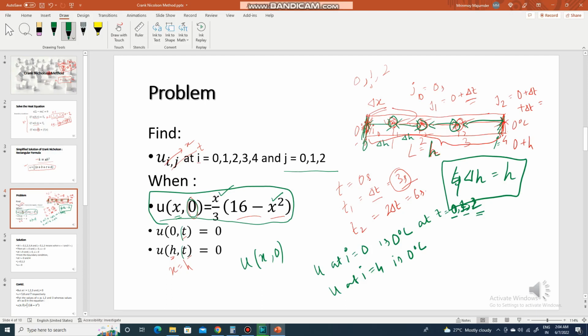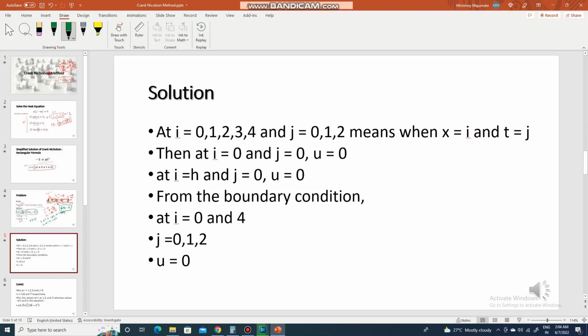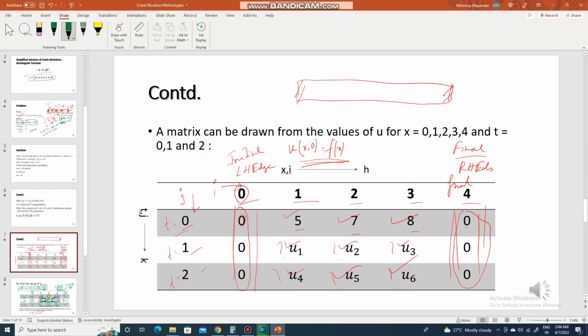So now if you want the solution, you can develop this matrix. This is what j is, the time scale: initial, first increment, second increment, and these are all the nodes. This is the first node, this is the second node, third node, fourth node, and fifth node. Four segments, so 5 nodes. If there are 3 segments, 4 nodes.